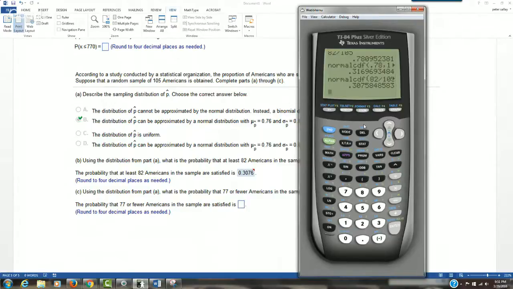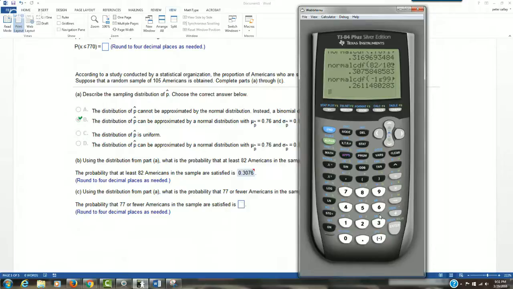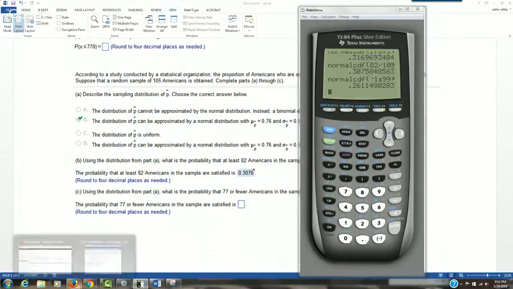Do you want me to do part C? Yes, please. Okay. All right, this time 77 or fewer, so now we're on the lower end. 97 divided by 105. Everything else we get to stay the same. All right. That's done. Okay. Let me go back.